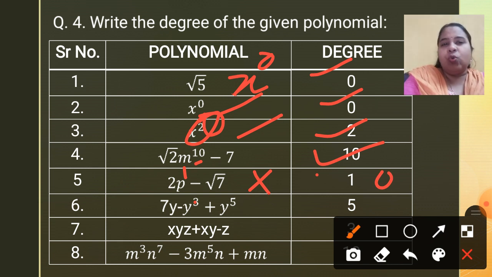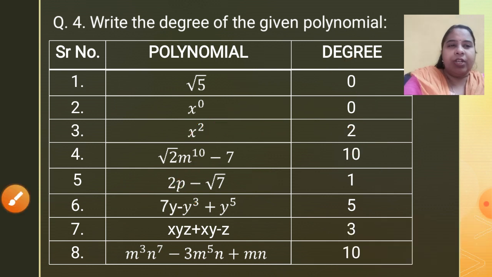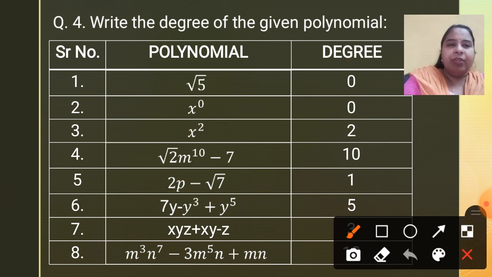It is 2p minus root 7. 2p means it is p raised to 1. So the degree is 1. Okay, degree is 1. Then 7y minus y cube plus y raised to 5. Obviously the highest number is 5. So the degree is 5.